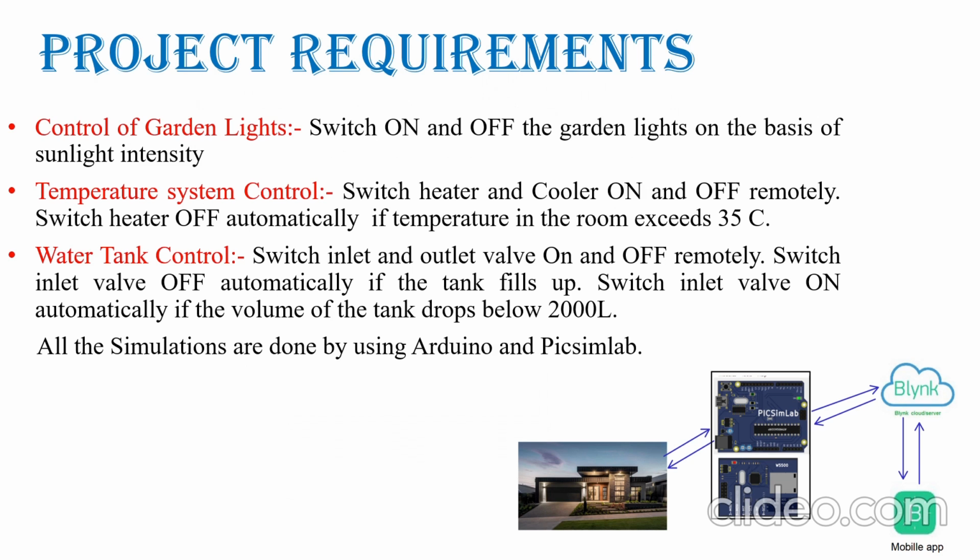So first, in garden lights, switch the garden lights on and off on the basis of sunlight intensity. In temperature system control, switch the heater and cooler on and off remotely. Switch the heater off automatically if the temperature in the room exceeds 35 degrees Celsius.